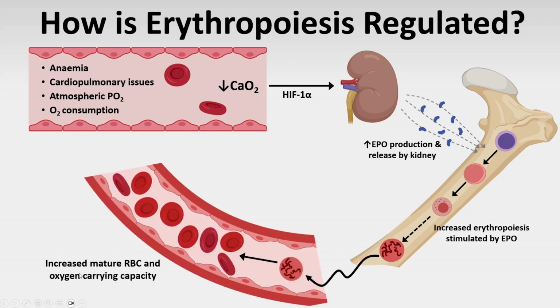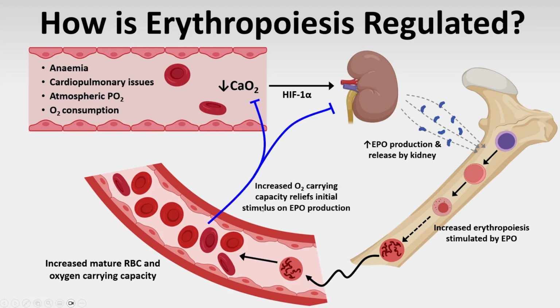So when there's an increase in mature RBCs, the oxygen carrying capacity in the circulation will be increased, and you can imagine that this increase will relieve the initial stimulus on EPO production, because it increases the arterial oxygen content in the blood. With this, you'll notice that a negative feedback loop is established that constantly keeps the process of erythropoiesis regulated at a sweet spot, so that the body's oxygen needs are always met. And that's how erythropoiesis is regulated.